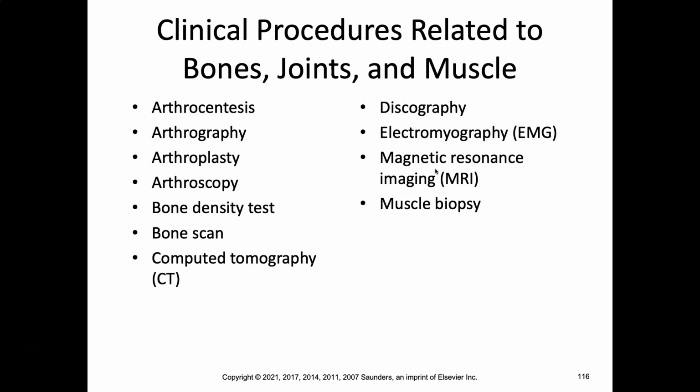Arthrocentesis is where they go into a joint and remove some of the synovial fluid for testing. Arthroscopy is where they put a scope into that joint and go in and look around. They may take some tissue samples, or they may shave off some cartilage, that type of thing. And then electromyography, that is looking at the electrical impulses moving across a muscle.